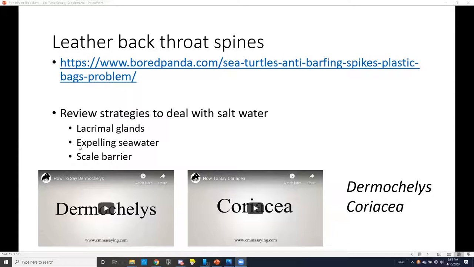Well, the other interesting one was actually expelling seawater after they eat their jellyfish, right? And so that's what this one is, the sea turtles' anti-barfing spikes and the plastic bags problem.